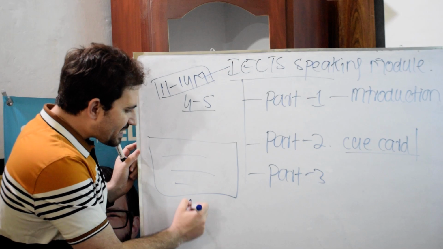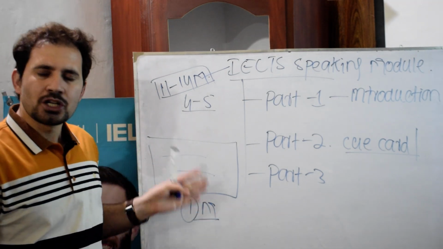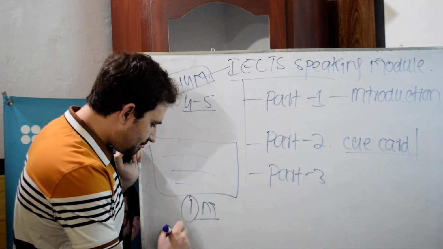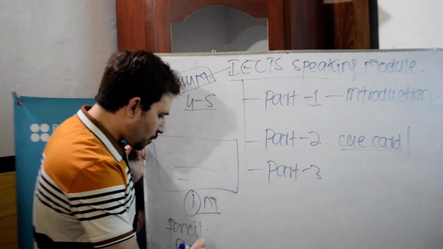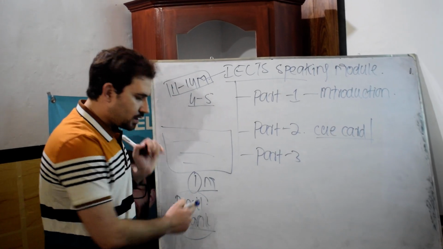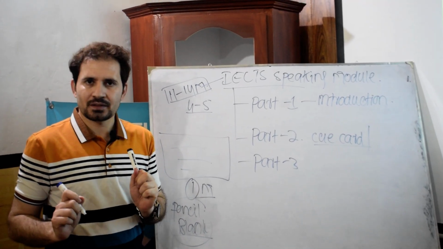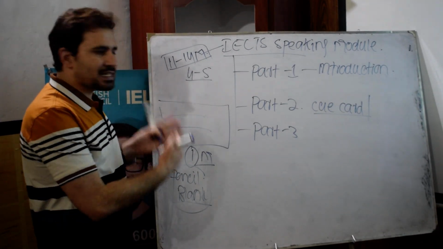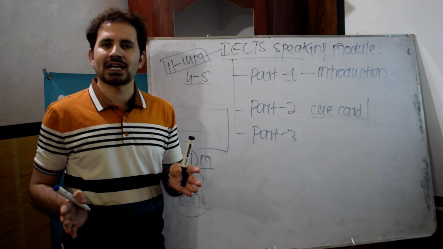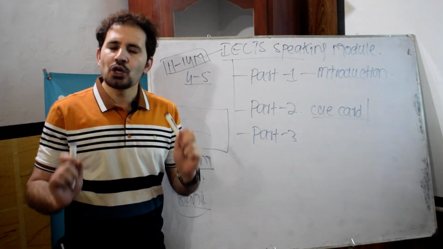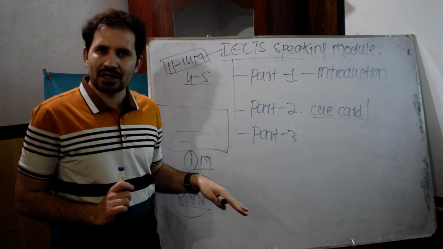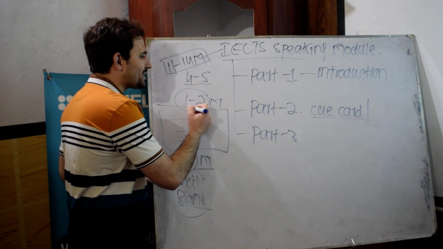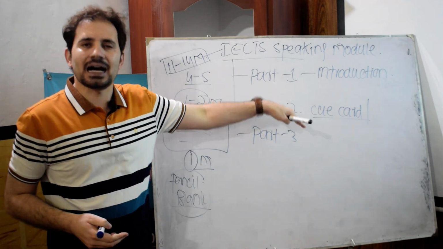You will have 1 minute to read the question written on the card. The examiner will give you a pencil and a blank piece of paper, and you will use that 1 minute to prepare yourself. When that minute is done, the examiner will tell you that you may now talk about the topic, and you will talk about it for 1 to 2 minutes.